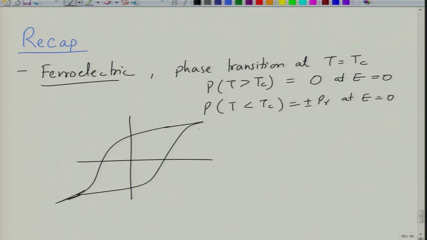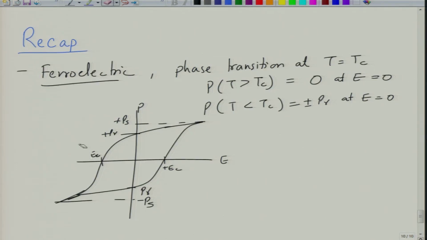So this is a symmetric hysteresis loop. This is polarization, electric field. You have a remanent polarization at 0 field, and you have a saturation polarization at maximum field, and then you have an electric field which is the coercive electric field. So you are forcing the material to come to 0 polarization state, that is the coercive field. So this is plus or minus EC. So it is minus EC, not plus EC.